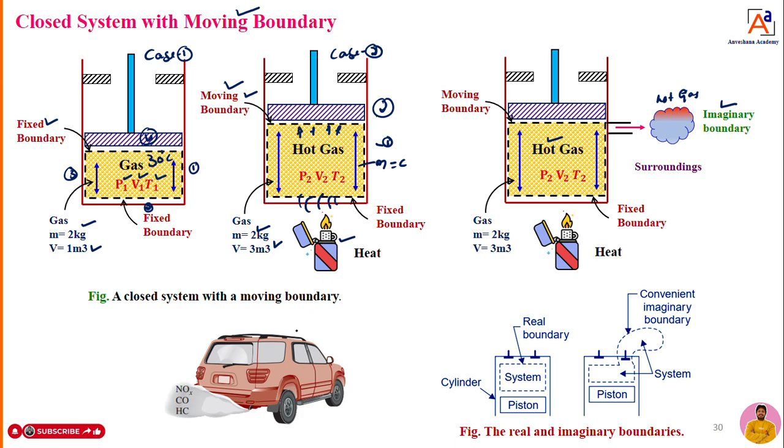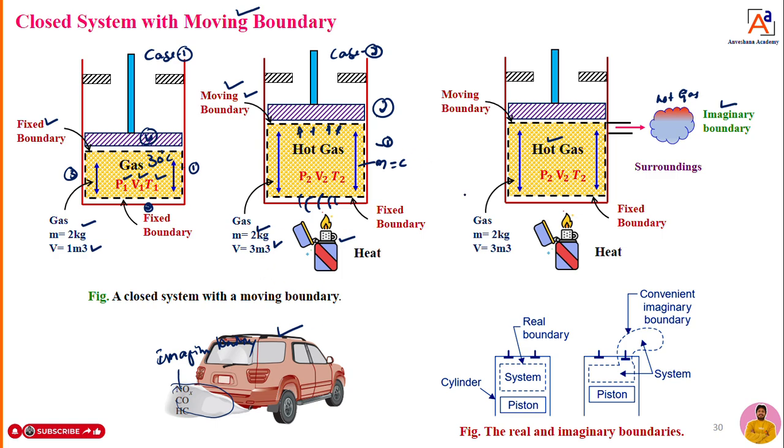A live example for that imaginary boundary is an IC engine. From the IC engine combustion, hot gases we can call exhaust emissions, they are coming out, right? But when they are coming out and entering into the environment or surrounding, they are having a boundary, but that boundary is not visible, we can only imagine it. If we are imagining a boundary, then that boundary we can call an imaginary boundary.